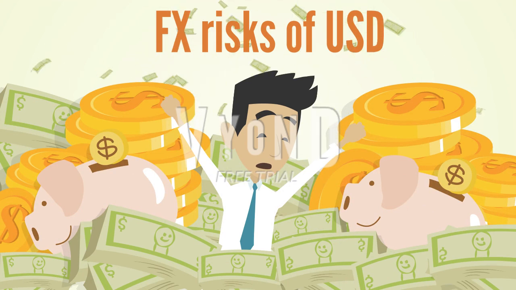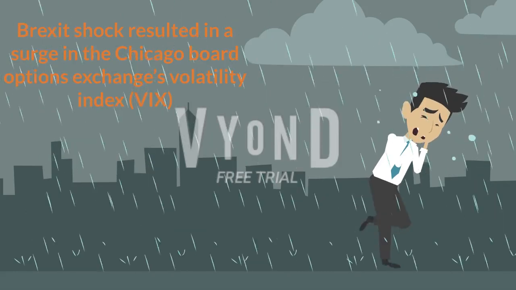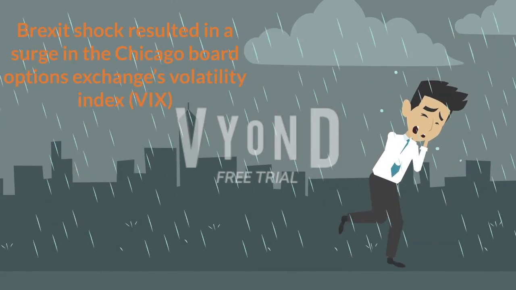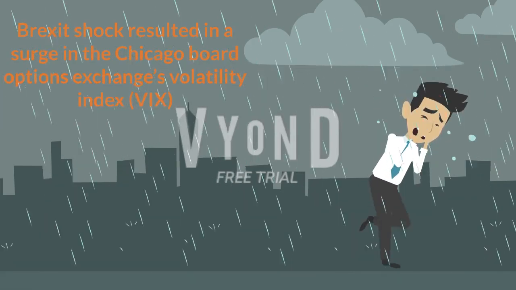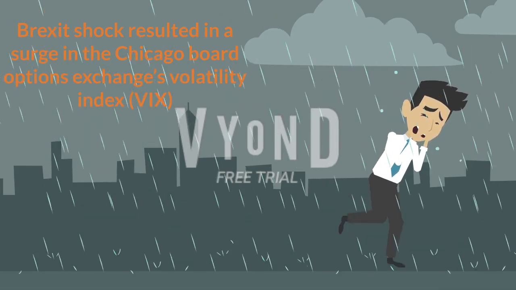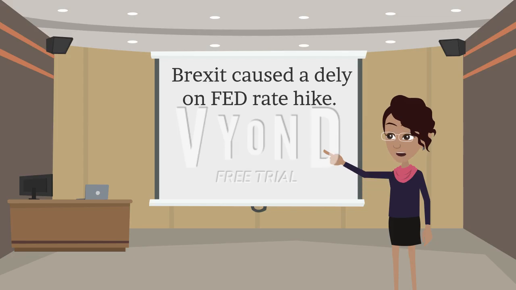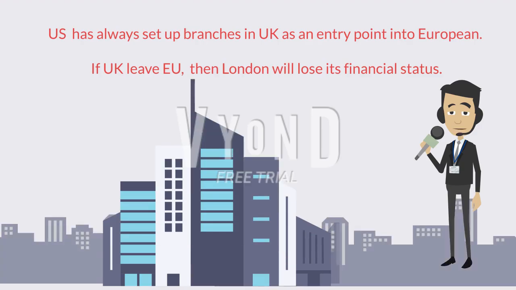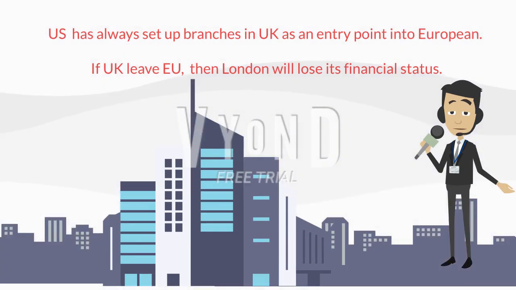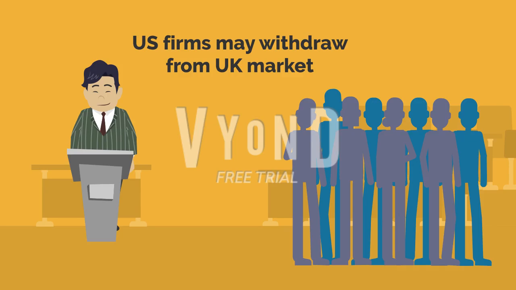As a typical safe haven currency, the US dollar has been fluctuating a lot in the past few years. The Brexit shock resulted in a surge in the Chicago Board Options Exchange's volatility index, which caused a delay in the Fed rate hike. Besides, the US financial industry has always set up branches in the UK as an entry point into Europe. If the UK no longer exists as a bridge connecting Europe, then London will lose its financial status. It's possible that US companies will withdraw from the UK market. This consequence will affect foreign exchange trade significantly.